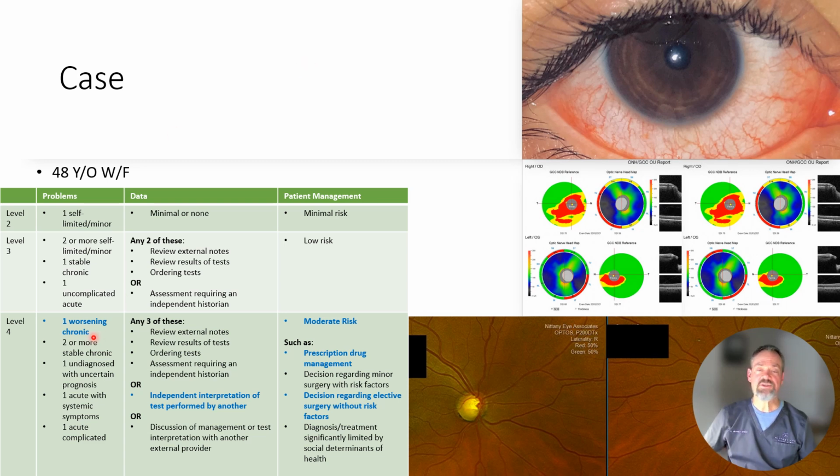Well, she has one worsening chronic illness in primary open-angle glaucoma, so we meet a level 4 in this column. Because we did an independent interpretation of tests performed by another provider, we also meet a level 4, and this represents moderate risk because of her Tmax, and we did prescription drug management. And because we are sending her, we had the conversation about SLT, and we're sending her for such, we made a decision regarding elective surgery without risk factors.